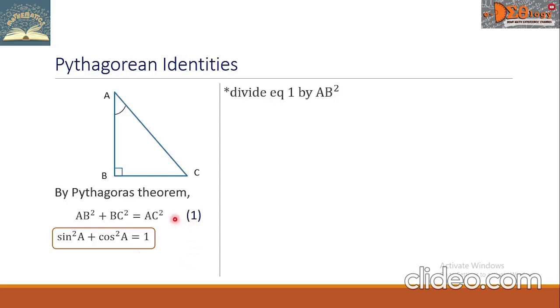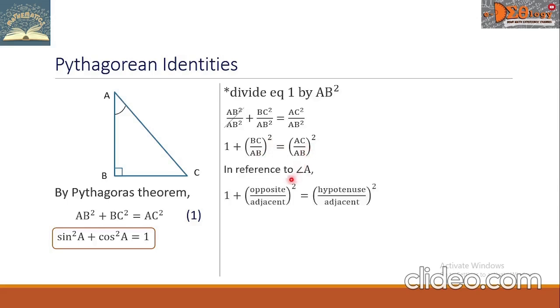Let us divide equation 1 by the square of AB. So equation 1 becomes like this. When we simplify this equation, the first fraction here is cancelled out. It becomes 1 plus the square of the fraction BC over AB equals the square of the fraction AC over AB. Now in reference to angle A, this BC over AB is opposite over adjacent, that is squared, equals AC over AB, which is hypotenuse over adjacent, that is squared.